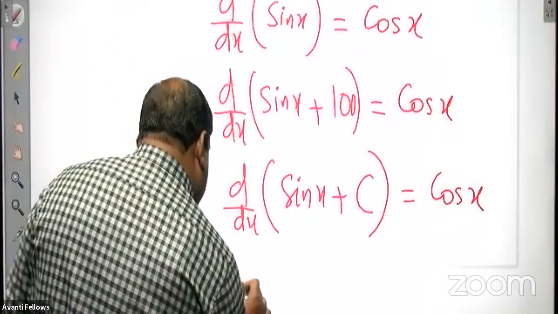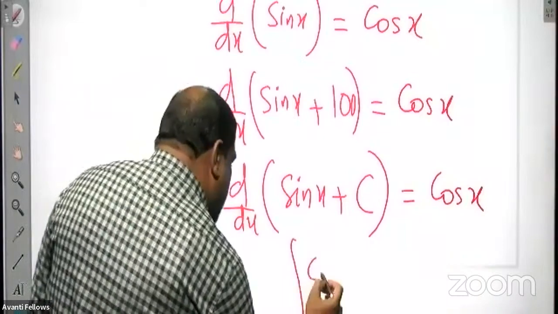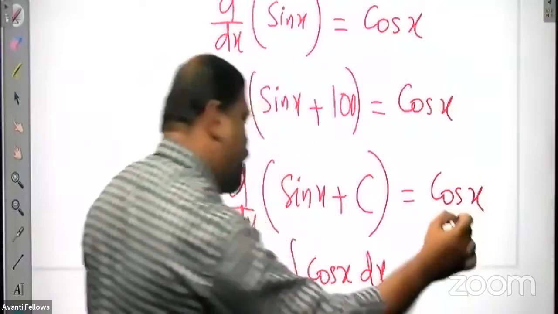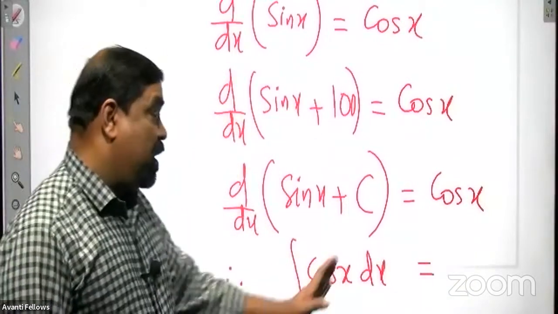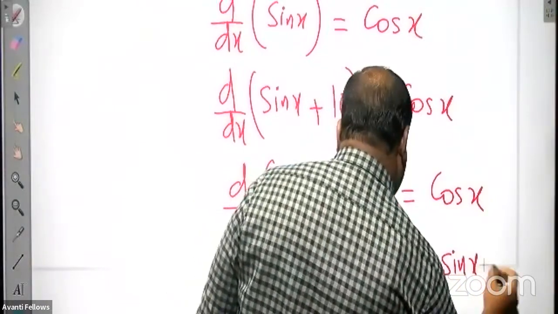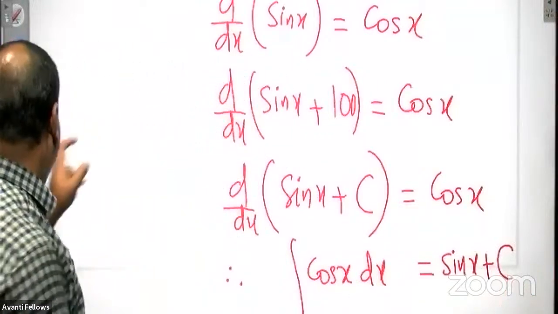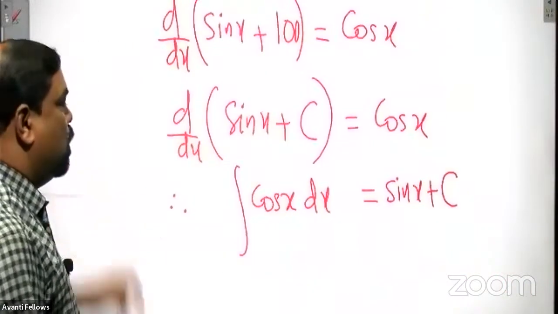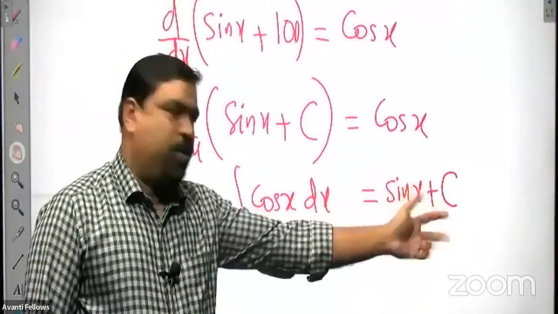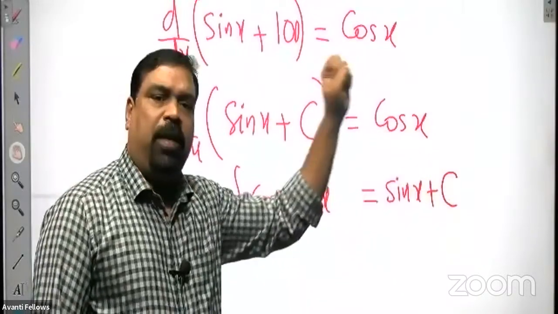So in the reverse way, the integral of cos x, and the symbol, everything you know. Integral of cos x dx, this is the way of writing the integral, is equal to sin x plus c. Integral of cos x dx equals sin x plus c, and c is called the constant of integration. C stands for any constant.